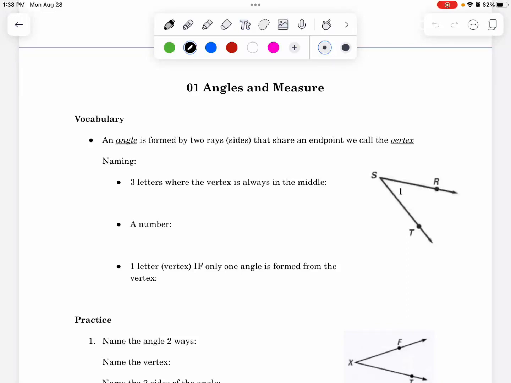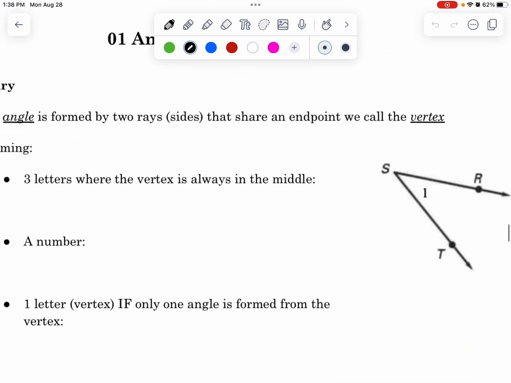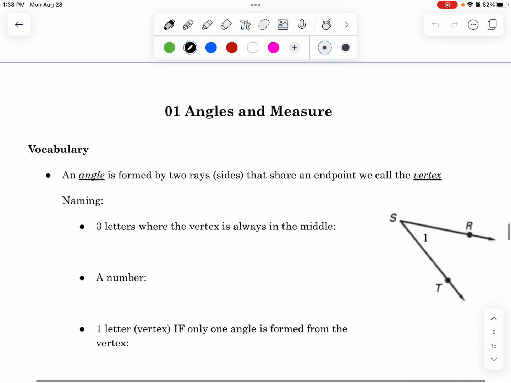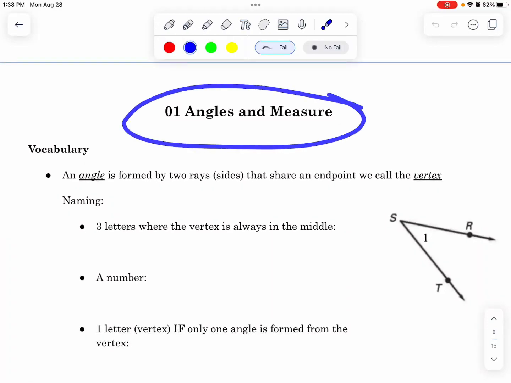All right, you guys, we are talking about angles and measure today. So find your packets. Let's go to, what page are we on here? Page 8. Page 8 of the packet. It starts with, as you can see, angles and measure.